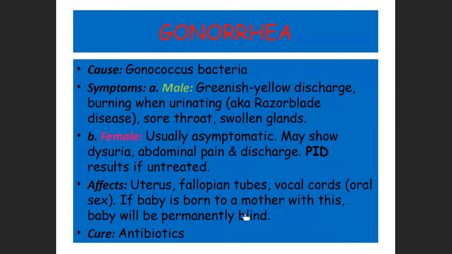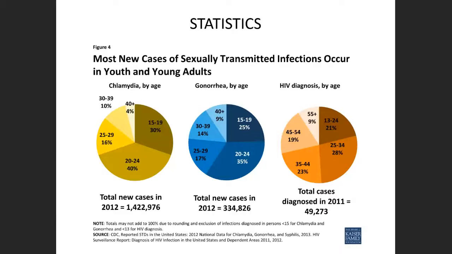resulting from oral sex. Now, most women get prenatal care nowadays, but typically in third world countries, if a baby is born to an untreated mother that has gonorrhea, the baby will probably be permanently blind, okay? The cure is antibiotics, very simple. That's just an image of razor blade disease.